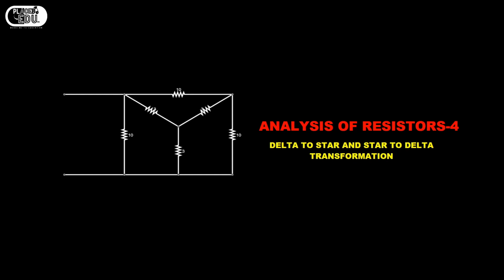Today we are going to learn about the analysis of resistors part 4. In this I am going to explain delta to star and star to delta transformation. So let's get started.